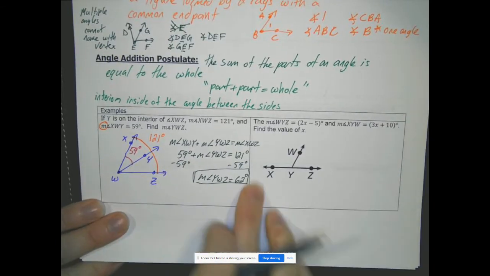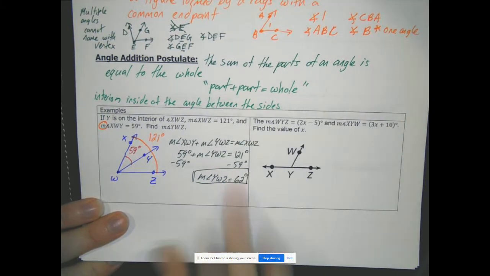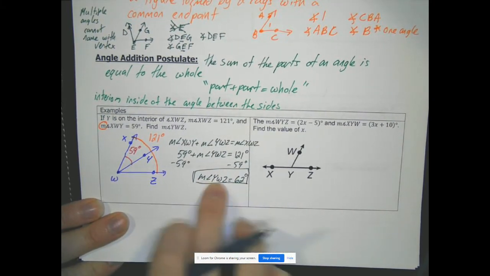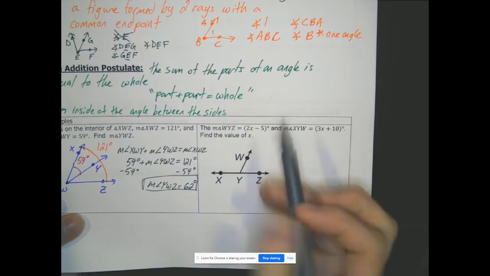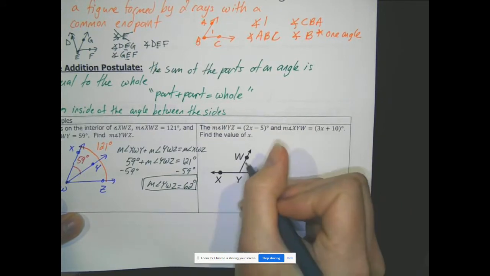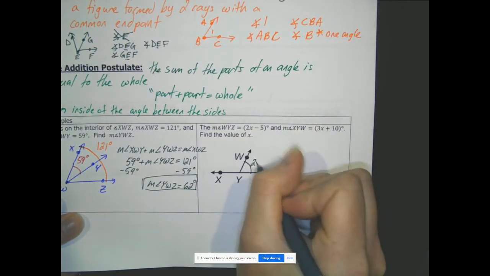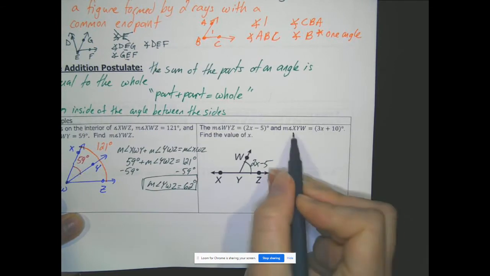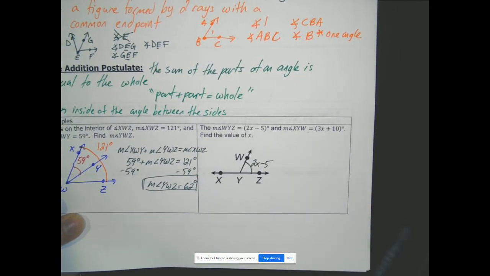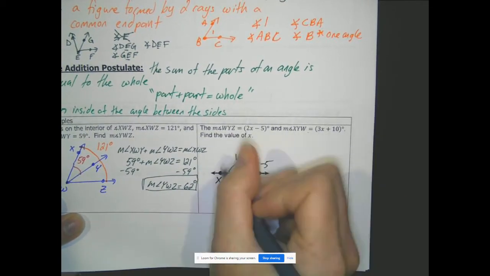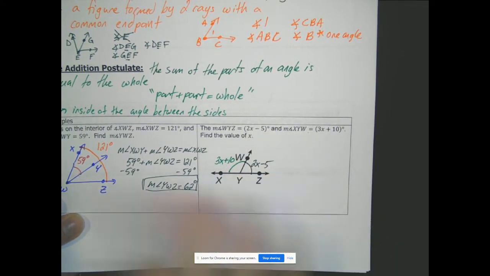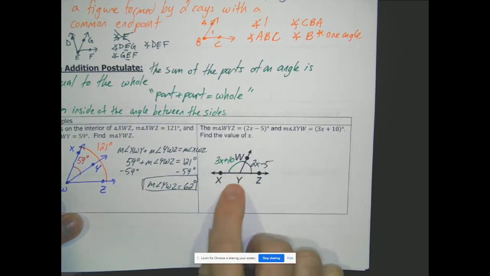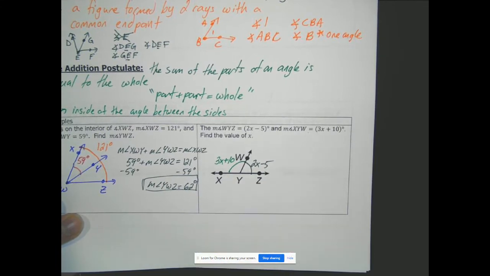In your answers, you only have to put the answer. You don't have to put the measure of it is equal to. Okay. On the next one, it says the measure of WYZ is equal to 2x minus 5. The measure of XYW, so this side right here, is 3x plus 10. Now, it doesn't give me all of the information, but I know that XYZ is a straight angle, and so that angle measures 180 degrees. So we're going to do something very similar.